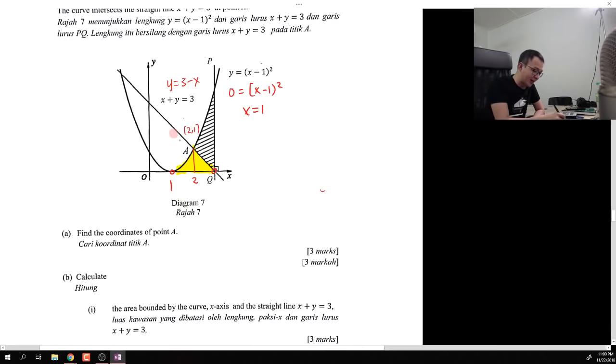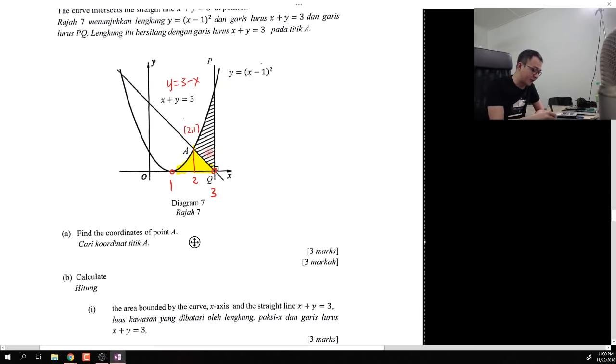And this will be the x-intercept of the straight line. x plus y equals 3. For the x-intercept I make y 0. So x is just equal to 3. So this is 3. Alright, why do I want to find this value? Because later I need to do the integration.